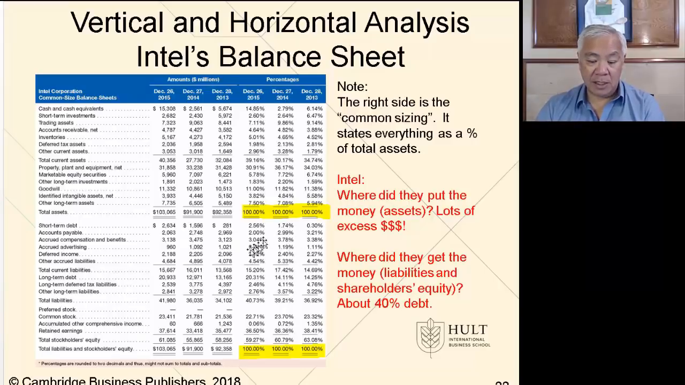Then we go to the bottom here. It shows you where the money came from. It says, okay, out of 100% of all the financing, in this case, 60% dropping down to 59% comes from equity, which means they have a modest amount of debt and a fairly healthy amount of equity. That's how we use it. Very easy to interpret and powerful again.